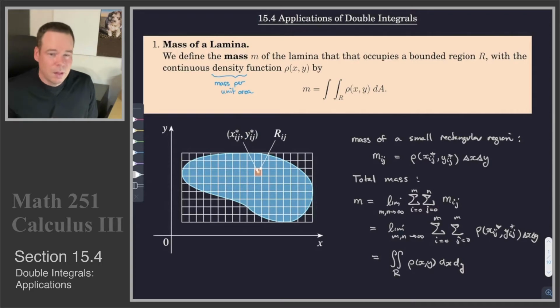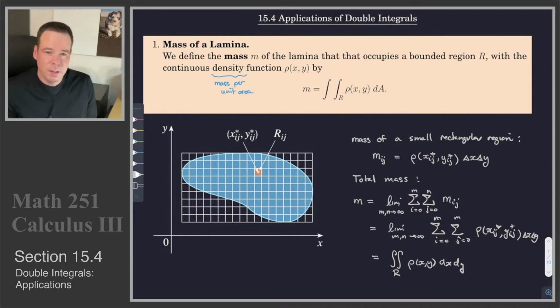Now, this is a common theme that gets done throughout calculus and applications of calculus. The idea is, if we think of the big picture, what we've done here is we said we've got this function that represents density, and it varies across the entire lamina.